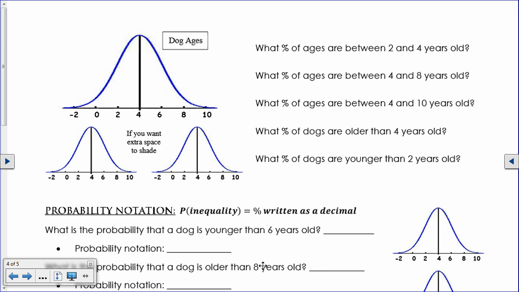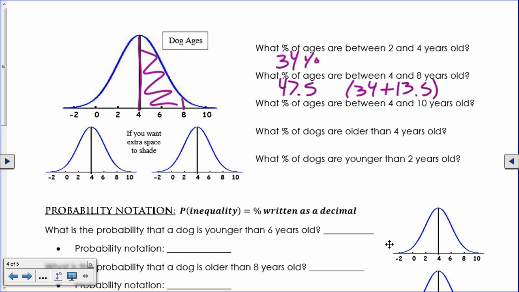What percent of ages are between 2 and 4? 34%. That's using the empirical rule. Between the mean and one standard deviation is 34. What percent of ages are between 4 and 8? All that. What is it? 47.5. How did we get that? Yep, you add the two little sections. That's how you get the total. Right? What about between 4 and 10?